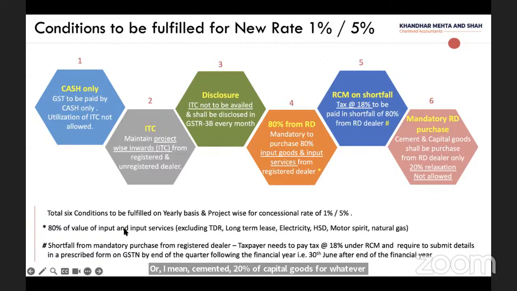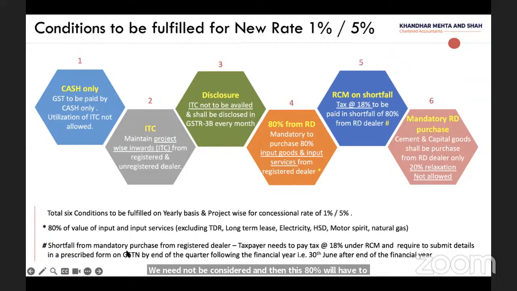Now, obviously, for input goods and input services, certain exclusions are carved out. For example, TDR, transfer of development rights, you need not consider in that. Long-term lease, electricity, HSD, motor spirit, natural gas. So for the 100% on which I'm following that 80%, all these need to be carved out. These all need not be considered. And then this 80% will have to be calculated.